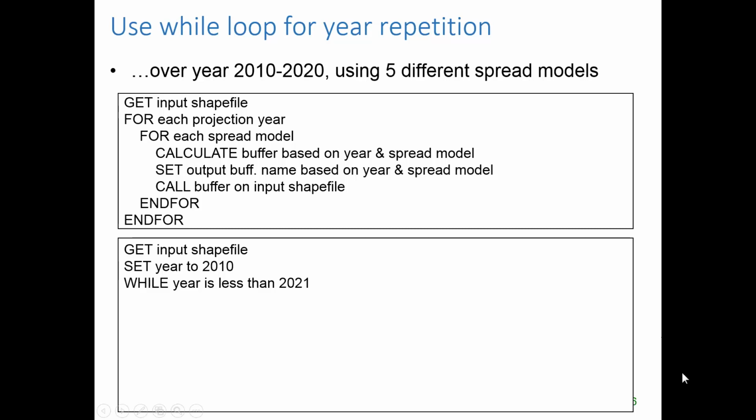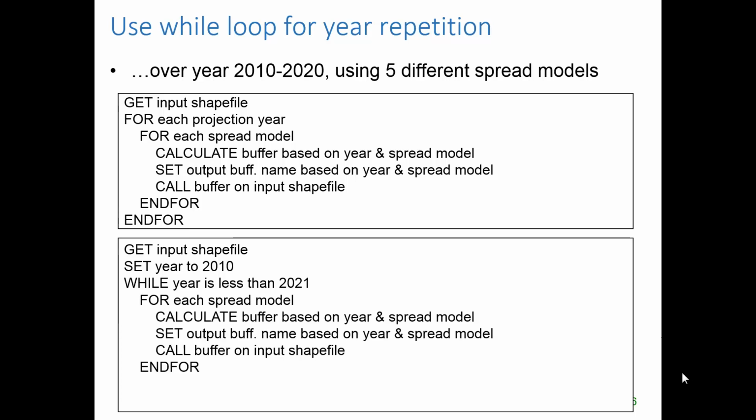Now, we've substituted the while loop for the for loop. The inner for loop was not being replaced. We were just going to substitute the year for loop with the while loop. So everything that appears inside the inner loop should again appear here.